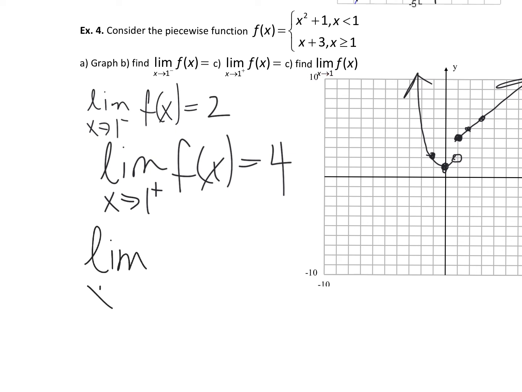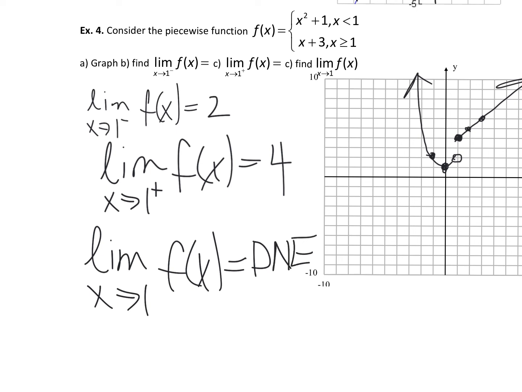Now we have limit as x approaches 1 of f of x, which means when you have this overall limit, that means both of the ants. What are the left and the right-hand ant approaching? In the previous problems, both the left and the right-hand ant were approaching the same value. Now they are not. The left-hand ant is approaching 2, the right-hand ant is approaching 4, and therefore they are not approaching the same value. And now we get our Mean Girls reference: the limit does not exist, DNE.